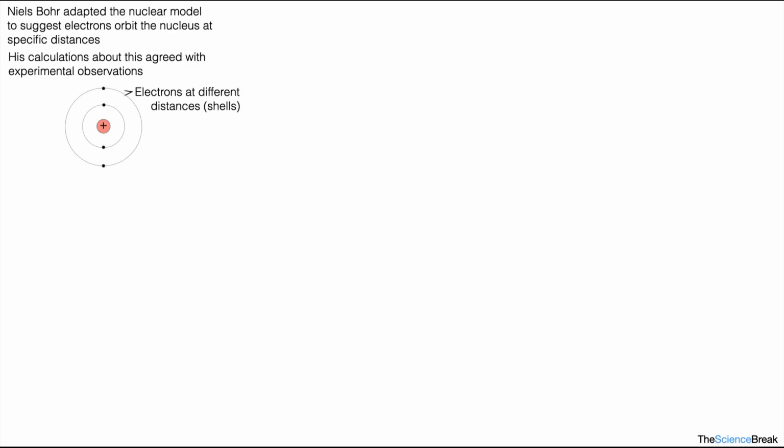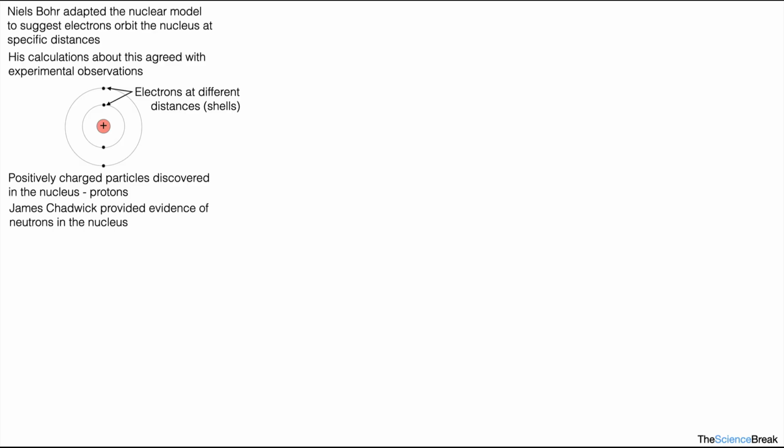We have a scientist named Niels Bohr who adapted the nuclear model to suggest that electrons orbit the nucleus at specific distances. His calculations about this agreed with the experimental observations. So now we have electrons at different distances from the nucleus in shells. We then have the discovery of positively charged particles in the nucleus called protons. And then another scientist, James Chadwick, provided evidence of neutrons in the nucleus. We don't need to know details of how he did that.